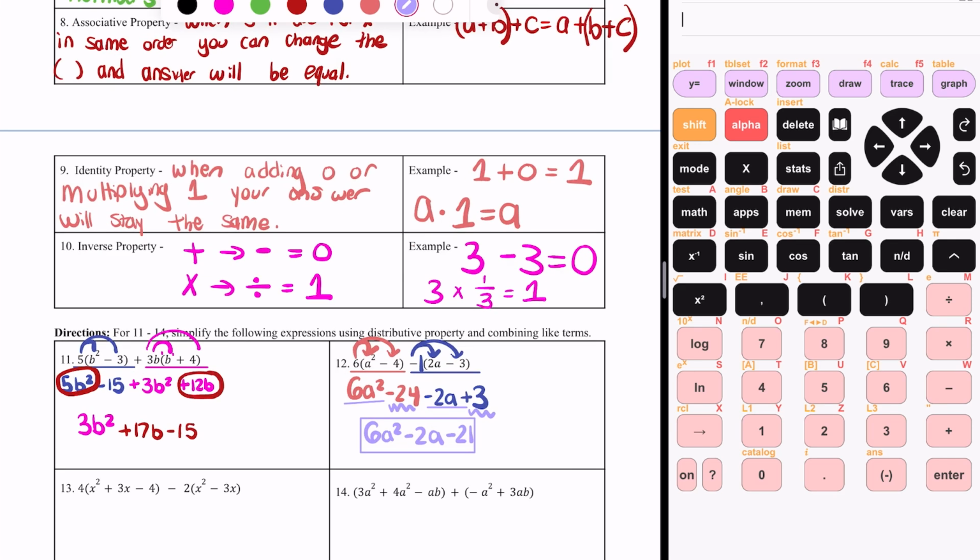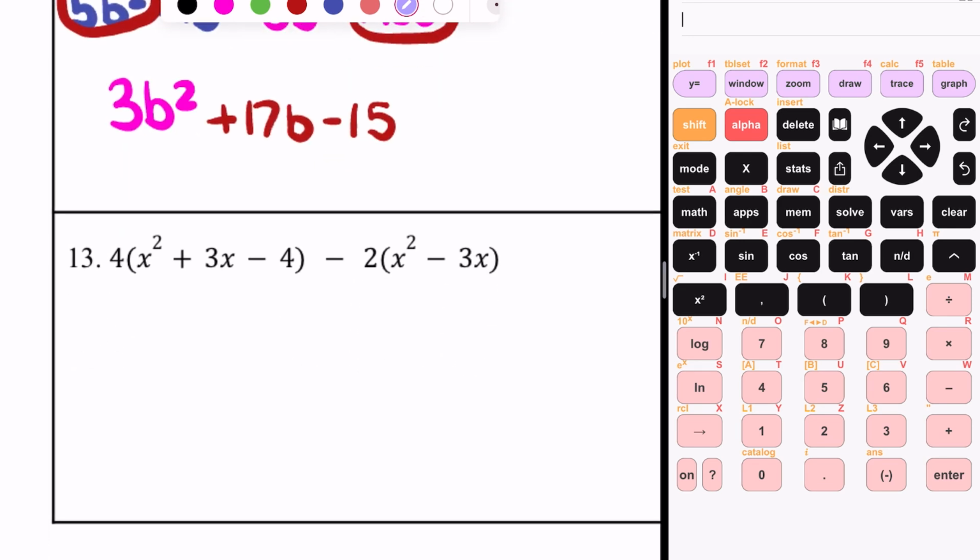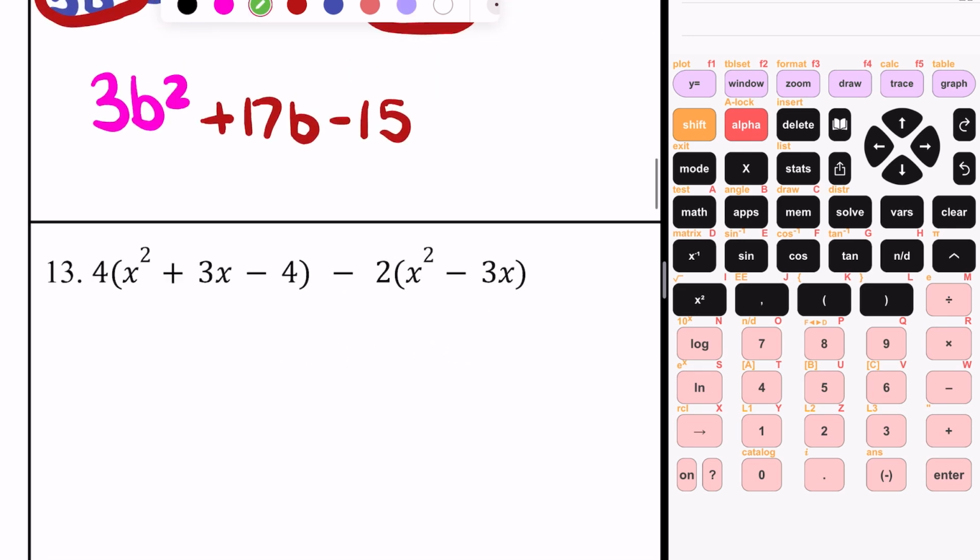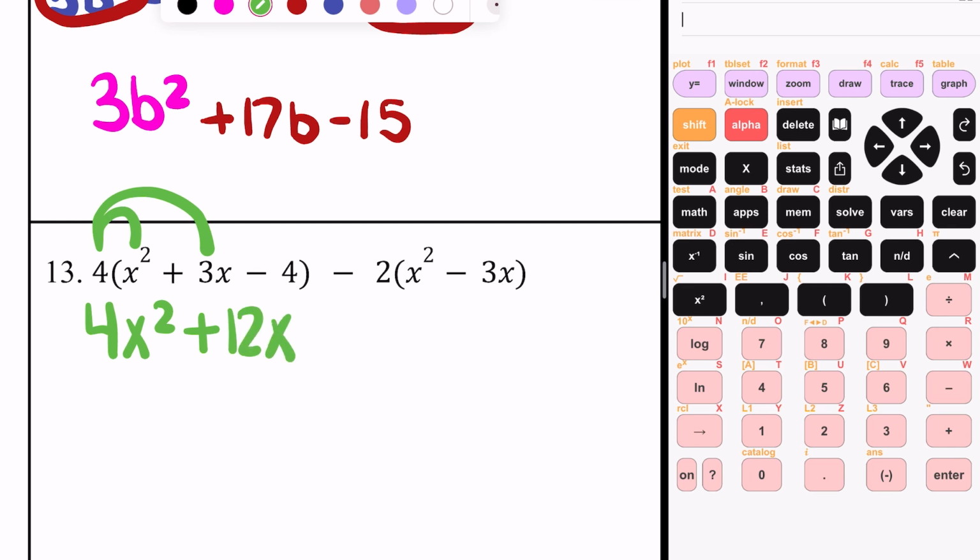All right, let's look at 13. It's exactly what we've been doing, just looks a little bit longer. We are going to multiply this 4 on the outside. 4 times x squared is 4x squared. 4 times 3x, 4 times 3 is 12, attach the x. And 4 times negative 4 is negative 16.